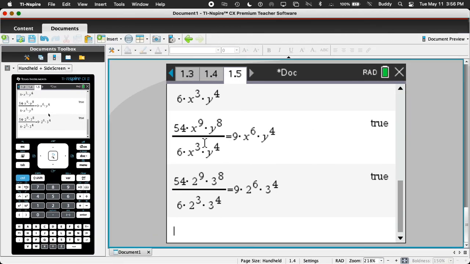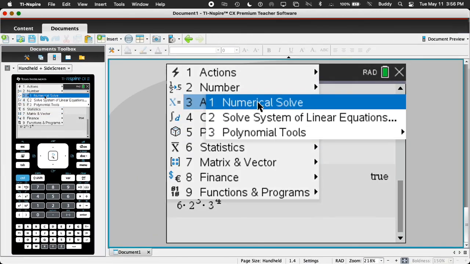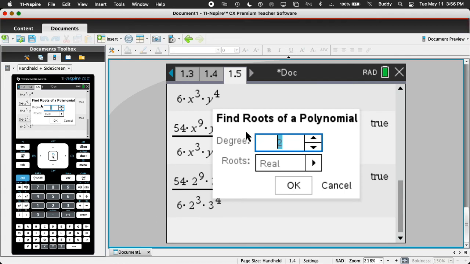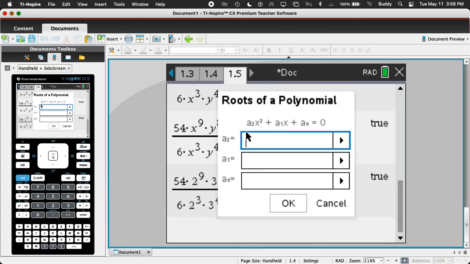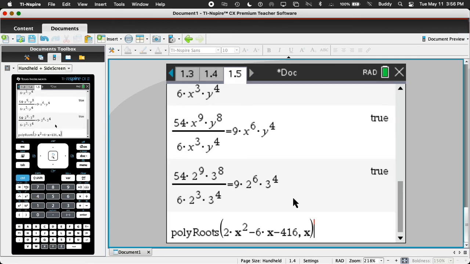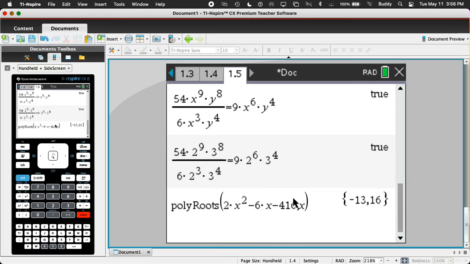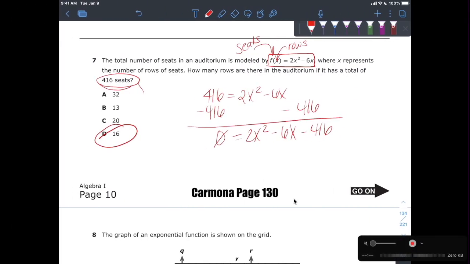So I'll go ahead and head over here, and I'm going to run my polyroot. So 2, -6, -416. It's going to type in the equation for me, and it gives me two values. I can either have -13 rows or +16 rows. Now, in real life, we cannot have -13 rows. So my answer has got to be +16.